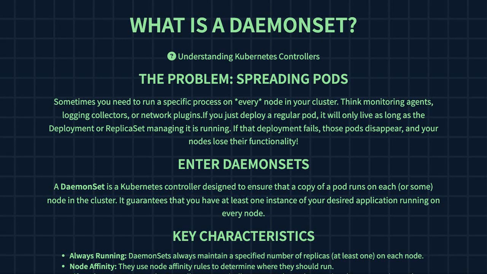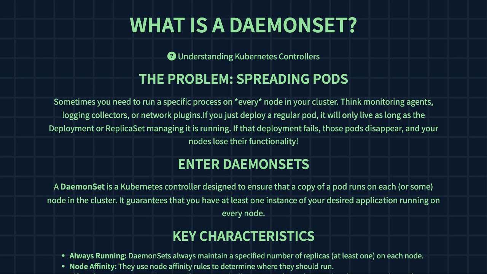Okay, let's talk about daemon sets. Think of them as the always-on helpers in Kubernetes. Sometimes you need a specific process running on every single node in your cluster, things like monitoring tools or logging agents. If you just create a regular pod and deploy it, it only lives as long as that deployment is healthy. But if the deployment fails, those pods disappear, and your nodes suddenly stop working properly.